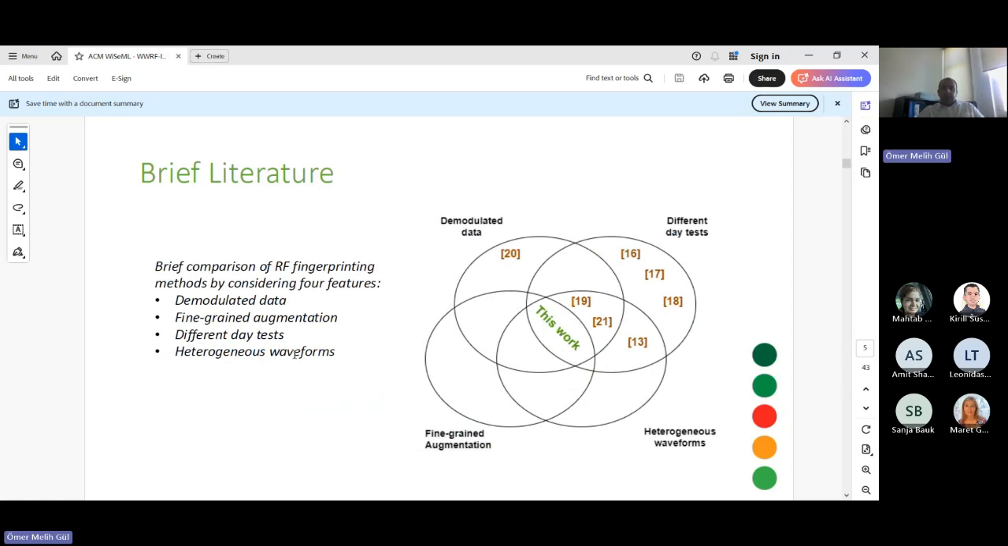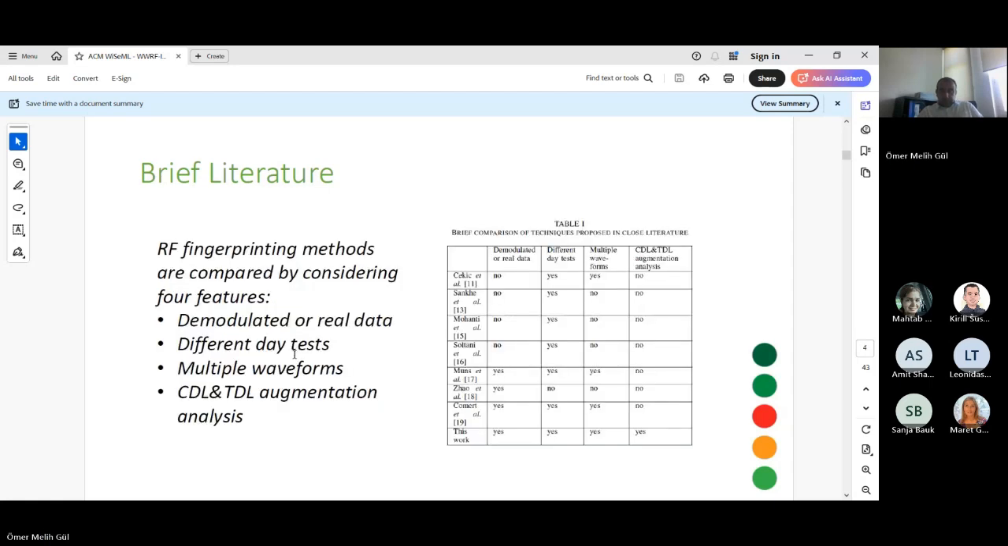Okay, when you consider the brief literature for our previous techniques, in the literature they consider real data and also different data, but generally not multiple waveforms. Some of them consider multiple waveforms, but most of them do not. And here we consider different types of augmentation.